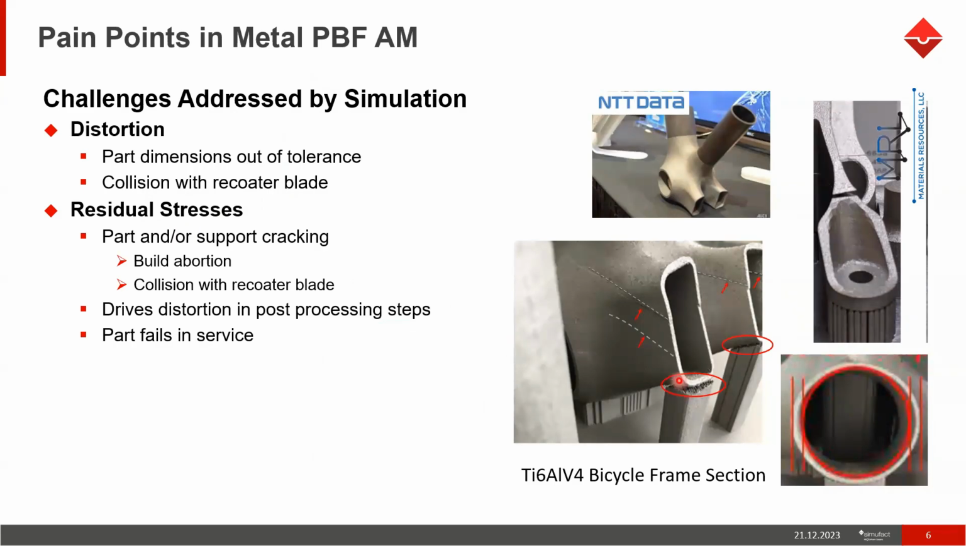Then there are the residual stress effects, like build abortion. Due to this, cracks can happen between the support structure and the components, or brittle cracks can form in the parts during the manufacturing. So that can result in part or support structures cracking. It drives distortion in post-processing steps and part failure in service actually. When a part fails in service, there is a lot of material wastage.